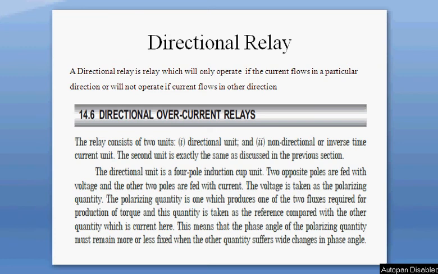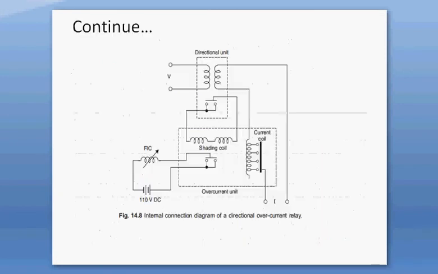So considering the constructional features of directional relay. What is a directional relay? As far as construction is concerned, it consists of two units. The first unit is the directional unit and the other unit is a non-directional unit, or we can say it's simply an overcurrent unit. This is the diagram of a directional overcurrent relay, which consists of the directional unit and the overcurrent unit.